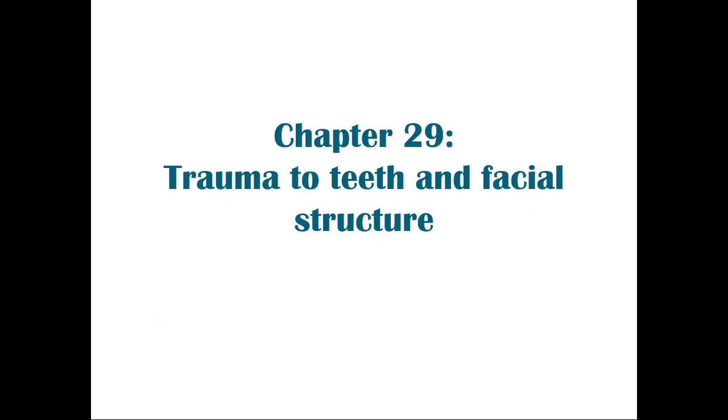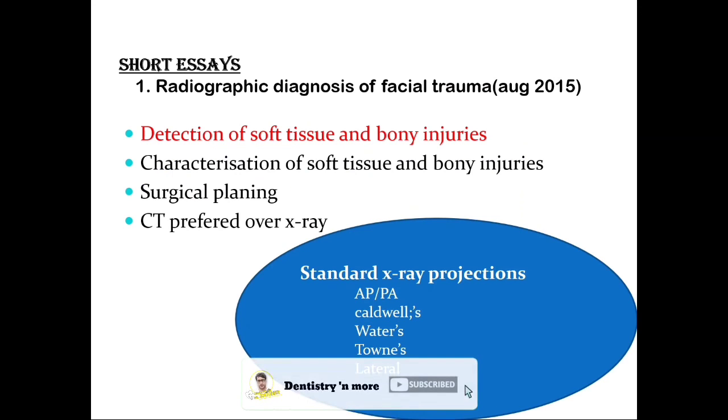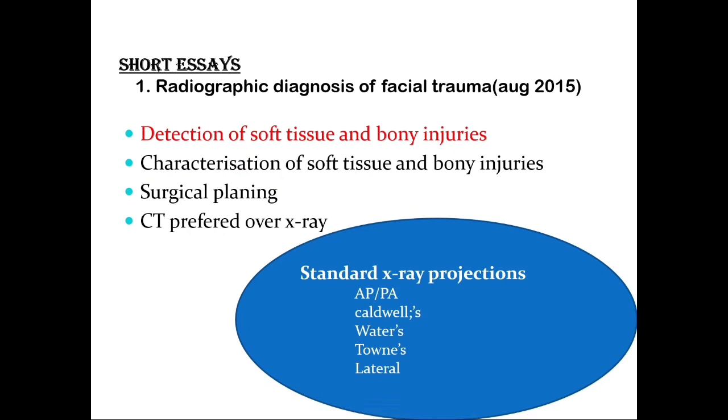The next chapter is about trauma to the teeth and the facial structure, which is the last chapter of this oral radiology discussion. The question that can be asked is the radiographic diagnosis of facial trauma. You can refer to the textbook of oral radiology by White and Pharoah under the chapter on trauma itself. They have also mentioned in the first part of the page the applied radiology in relation to fracture cases, where you can speak about the radiological signs of fractures.